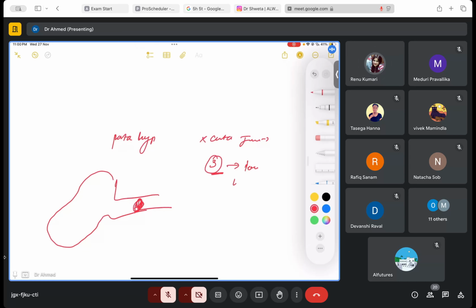So one is your lower esophagus, right? For example, if someone has portal hypertension, all of these three venous sites are going to be dilated. So you're going to see dilation of these veins at the lower esophagus, right? Giving you varices. That is esophageal varices.